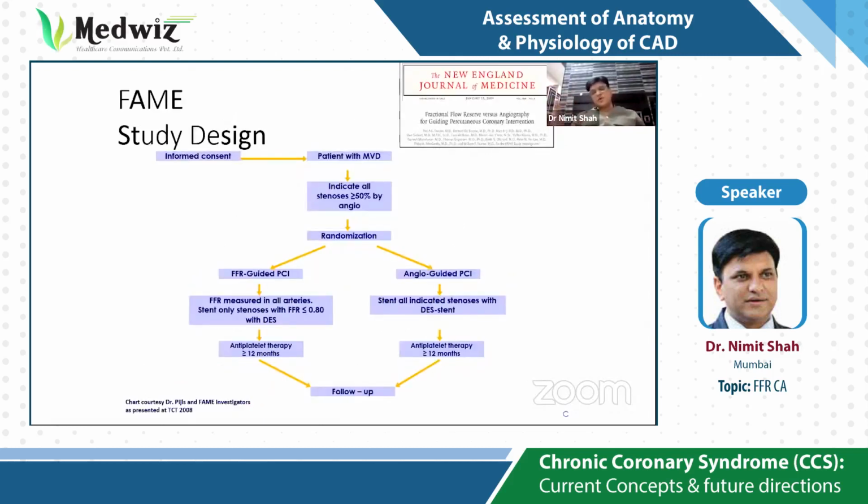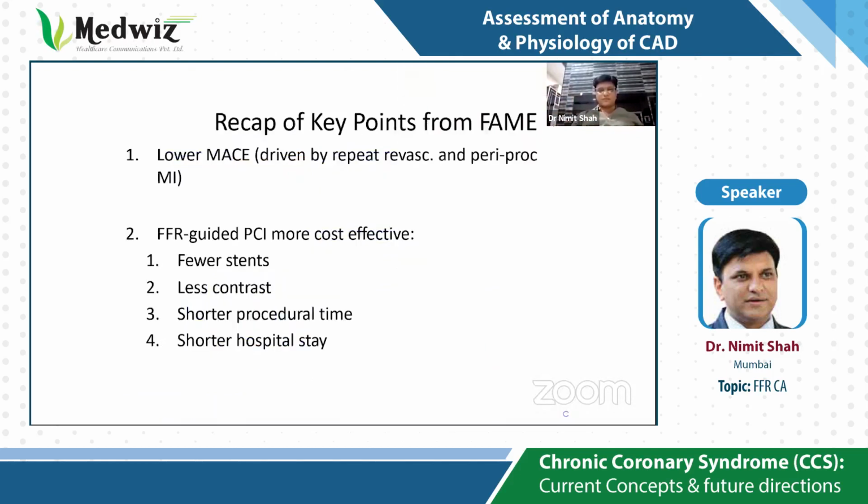So studies we all know, but just revising it, the FAME study, which included patients with multivessel disease, indicated with all the stenoses which were more than 50%. They were randomized into FFR-guided and angio-guided PCI. FFR was measured in all the arteries and stented only if the FFR was less than 0.8 with a drug-eluting stent, or angiography-guided PCI stented all indicated stenoses with a drug-eluting stent. And there was a follow-up for 12 months.